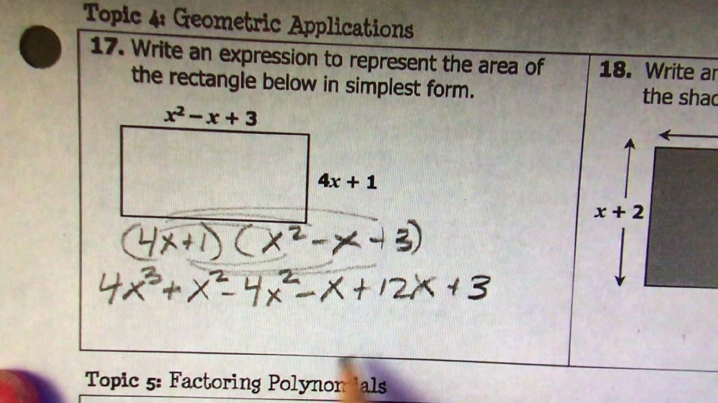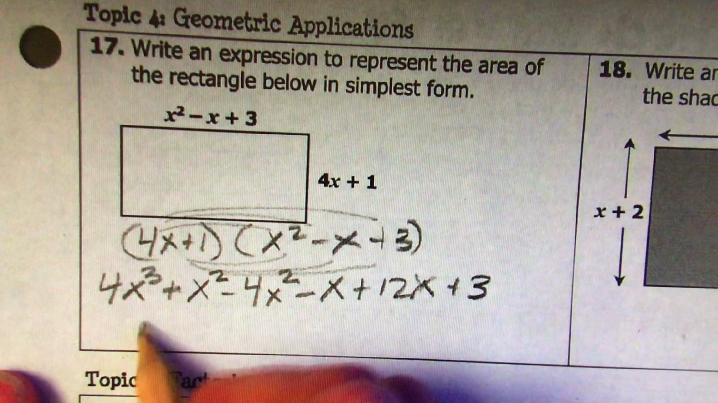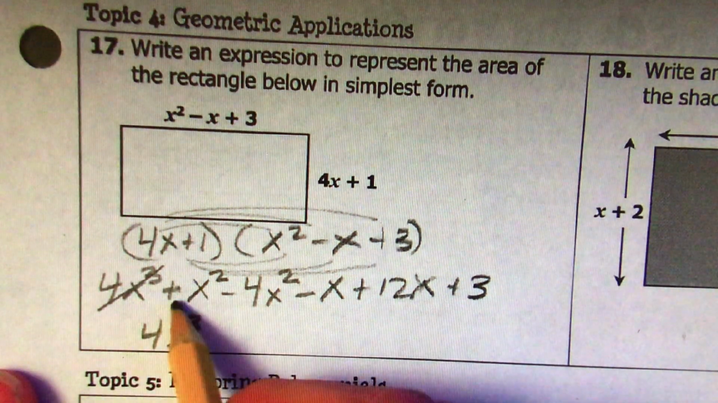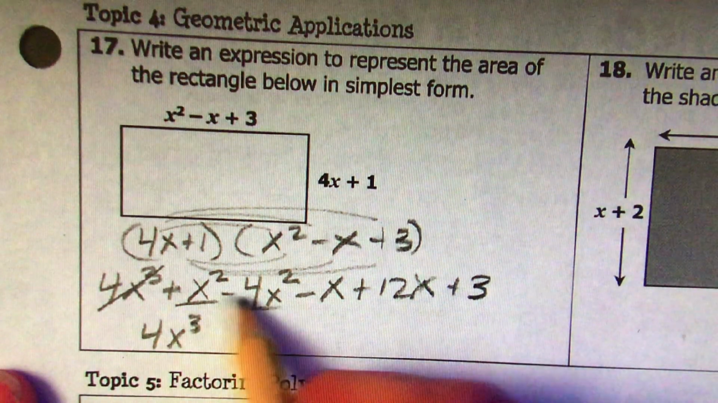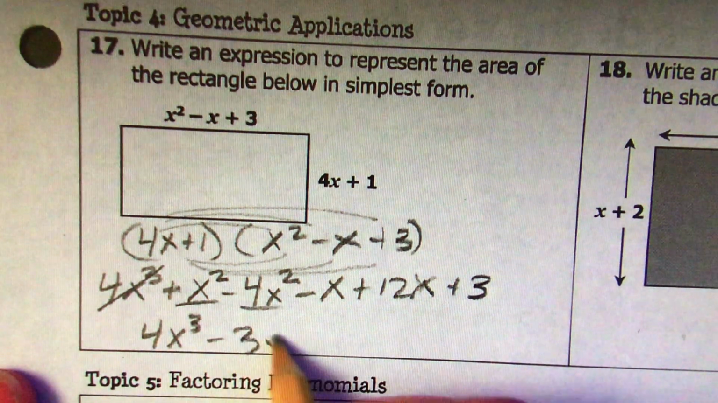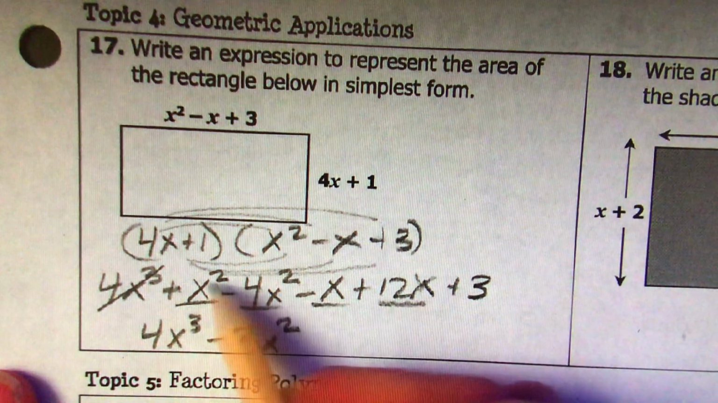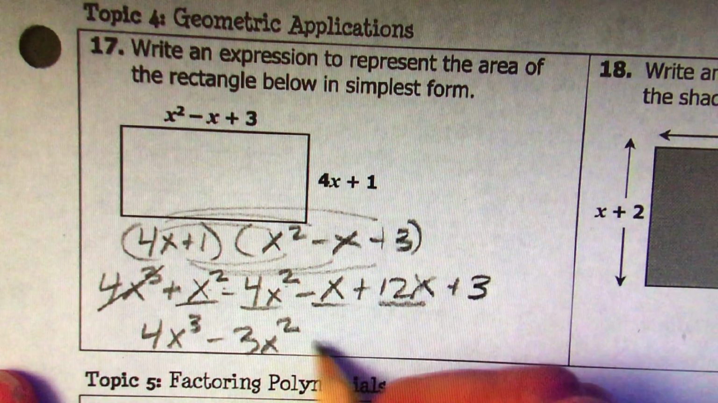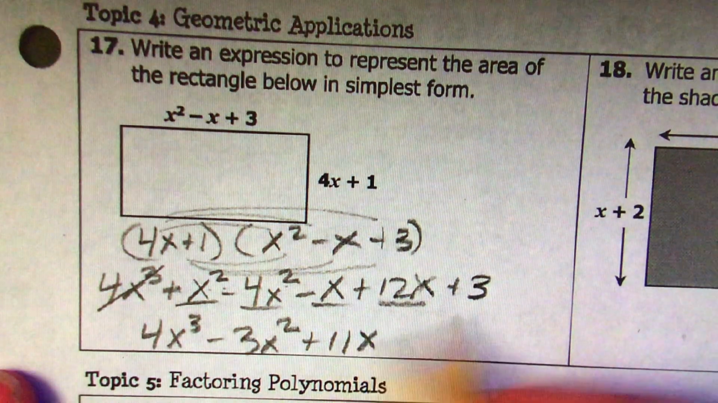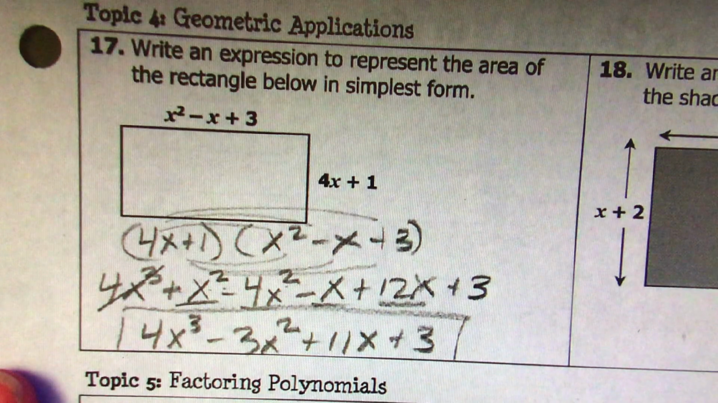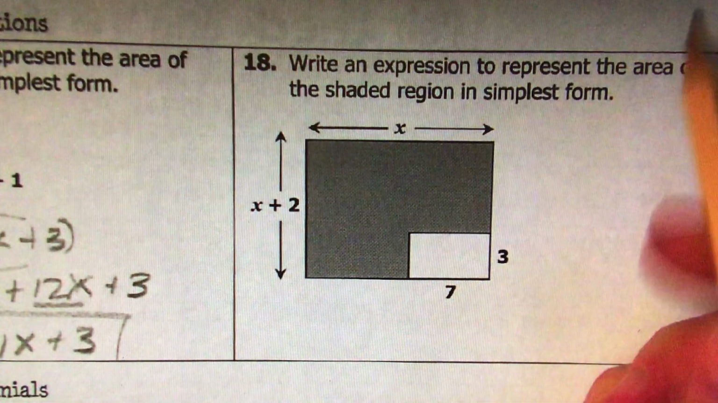And you're going to notice I have a lot of stuff I can combine here. I've got some linear terms here. Looks like I have negative 3x squared. Sorry, these were quadratics. I have linear terms now. I have 11x, and then I have a 3 left over. Voila, done.